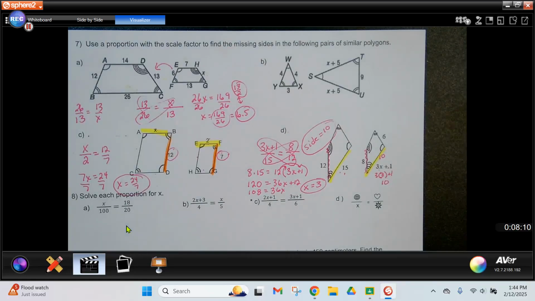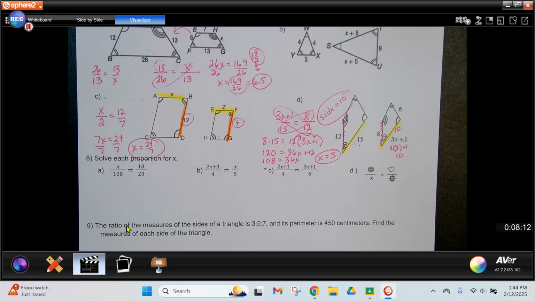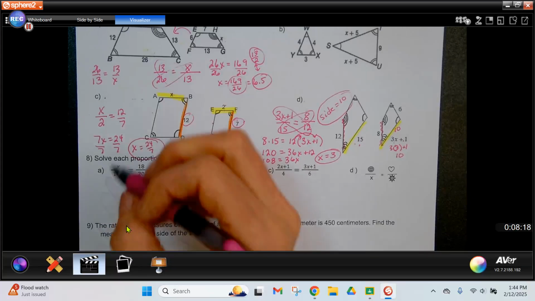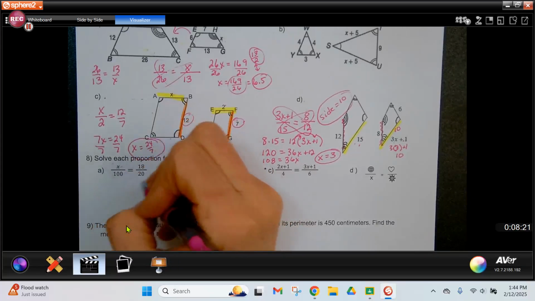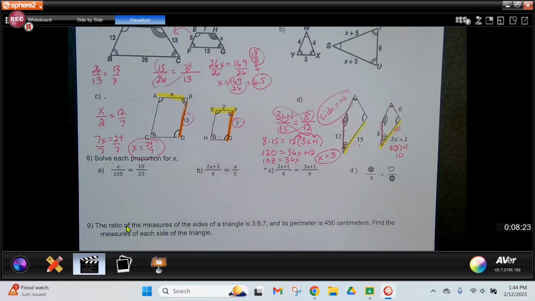Solving each proportion, you need to use cross multiplication. And I'm going to let you do that. Okay? Give those a try. Remember, cross multiply. So you give these a try and see how it goes.